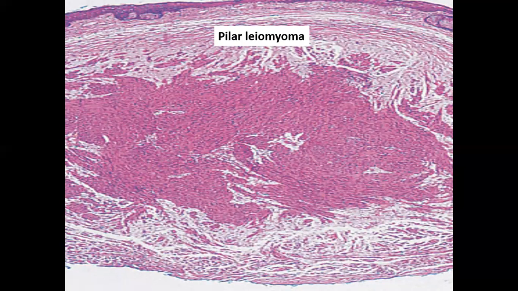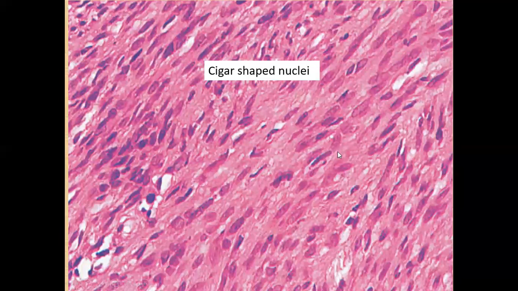Leiomyoma. Leiomyoma either originates from the smooth muscles of erector pili muscle or smooth muscles from the blood vessels. So it will be either a pilar leiomyoma or vascular leiomyoma. So in both cases, these cells will be having cigar-shaped or blunt-edged nuclei. These are the cigar-shaped nuclei. You can see the blunt nuclei. They are not having tapering or pointed ends.